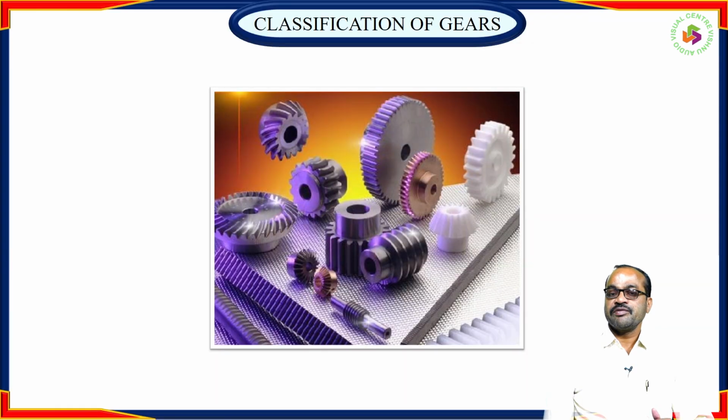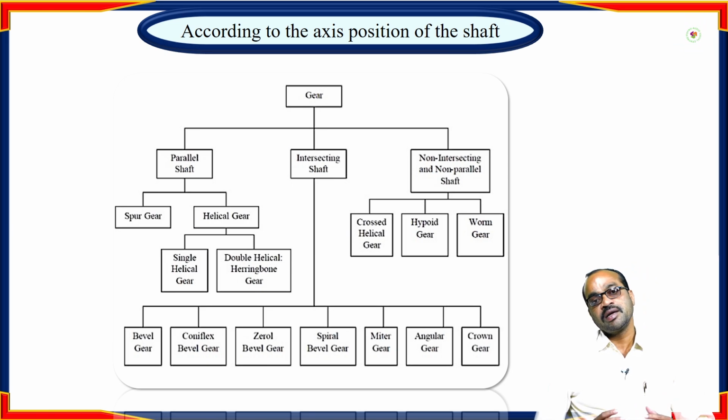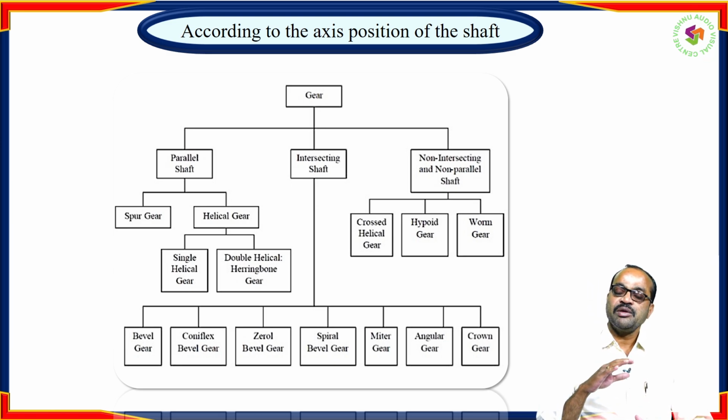So, classification of gears. Gears have different classifications based on the arrangement of the shaft. For example, parallel shaft, intersecting shaft, and the third category, non-parallel and non-intersecting shafts. If you take the first category, parallel shaft, spur gear and helical gear come under parallel shaft because the gear will be parallel to the axis of the shaft.